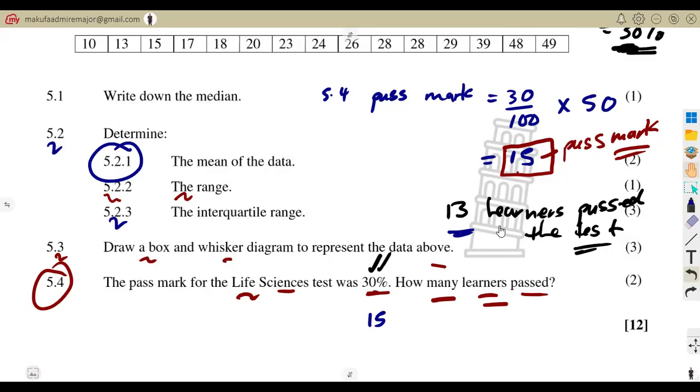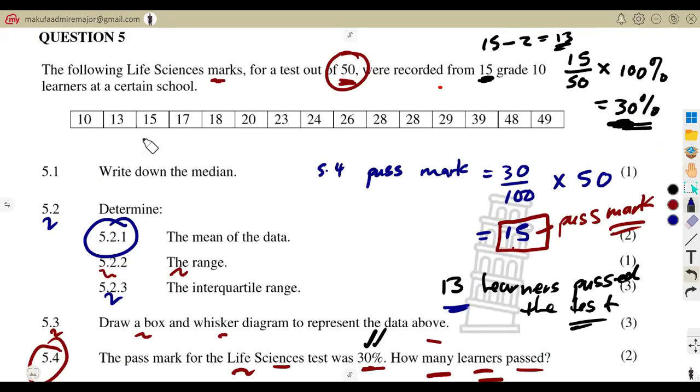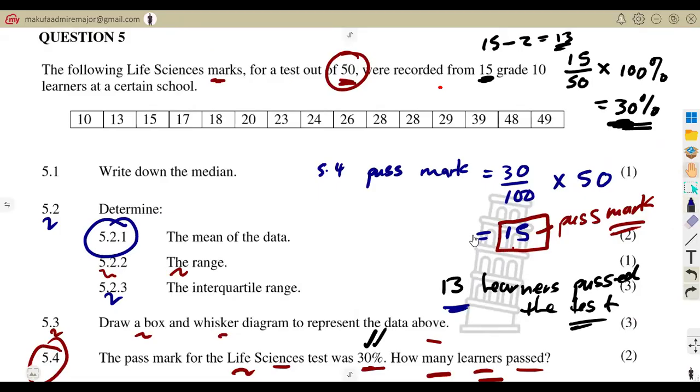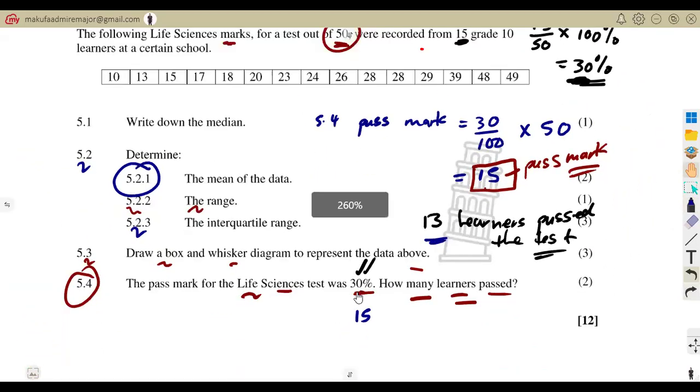There you are, they have already given you that the pass mark is 15. So you say, okay, this is the pass mark, so all these, they passed. But they wanted to confuse you by giving you a percentage, not the exact mark, like 15 out of 50 or 30 out of 50, because this was marked out of 50.